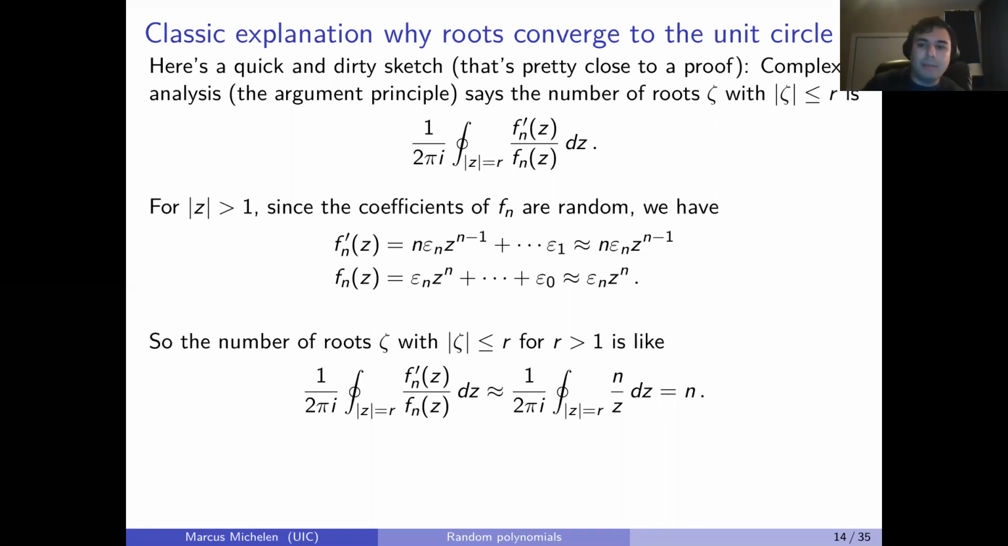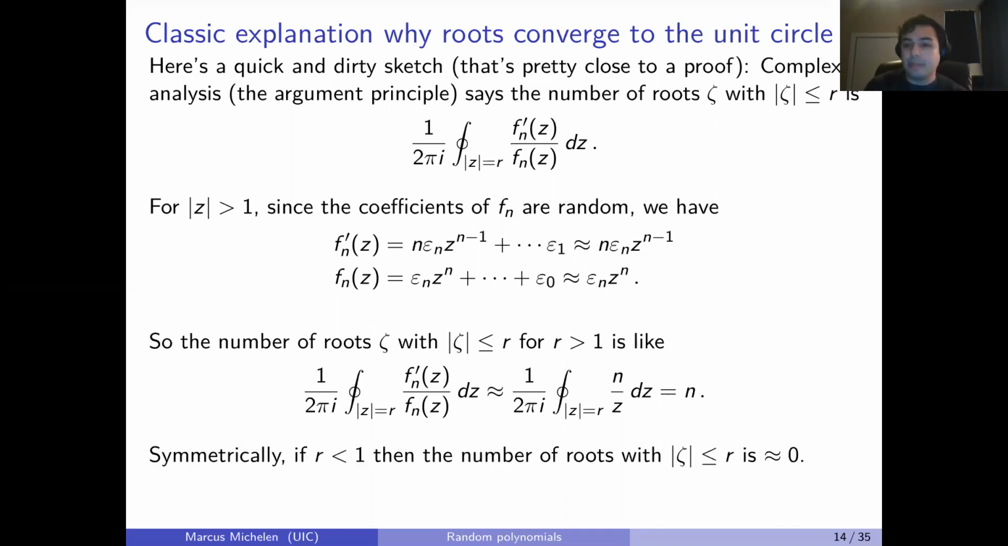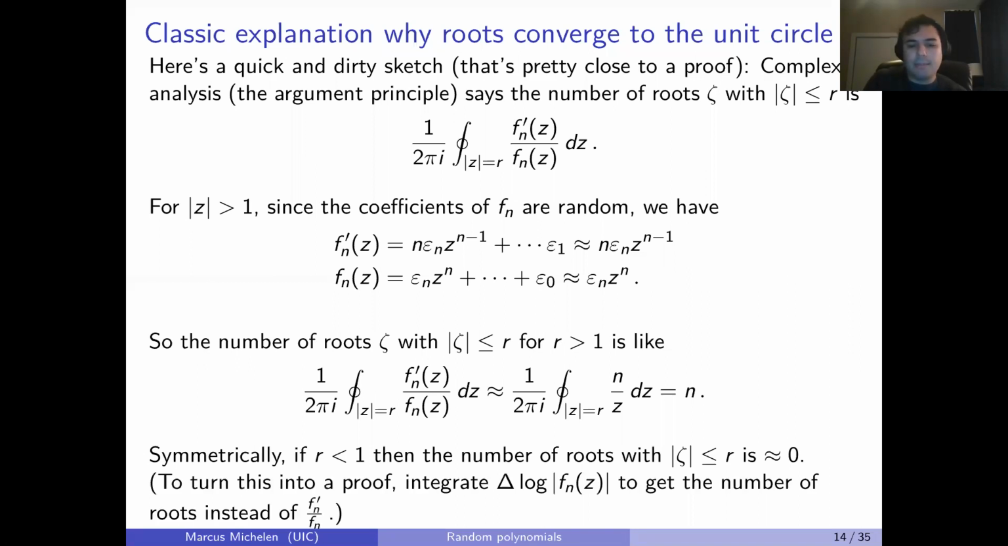And you can do the same argument if I look slightly less than in the unit circle. So I look at a disk of radius 1 minus epsilon. We can show that the number of roots is going to go to 0. So this is, again, a quick and dirty sketch of this proof. This is rigorizable in a not too crazy way. It's a bit in the weeds, but instead of looking at this argument principle, you might want to look at integrating the Laplacian of log modulus f. This is an approach that will show you that 100% of your roots will converge to the unit circle.